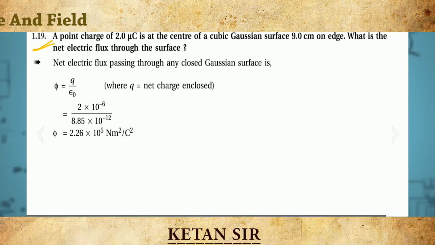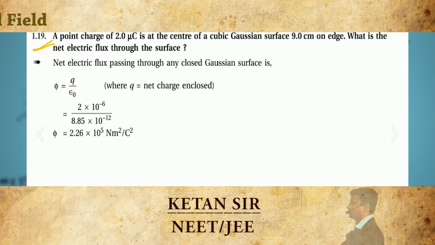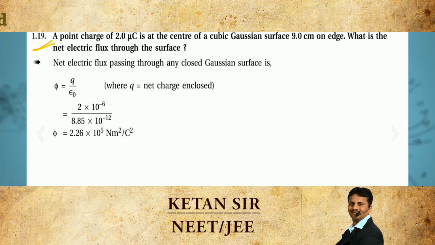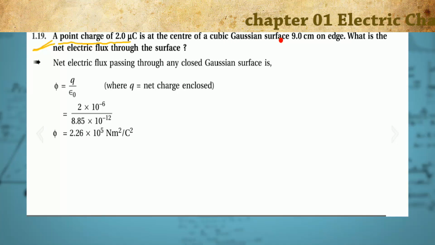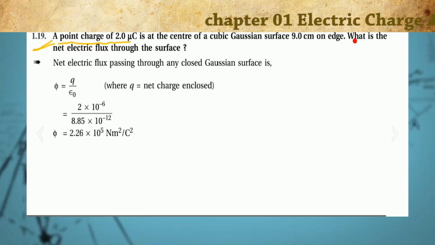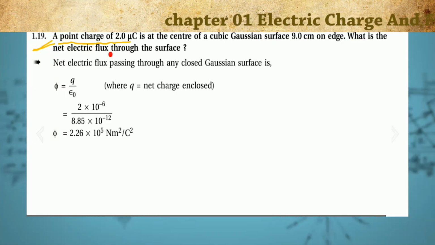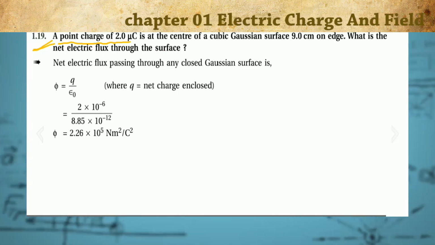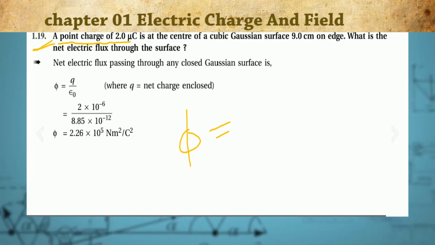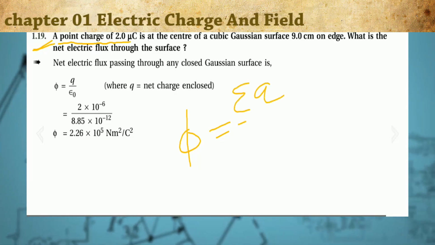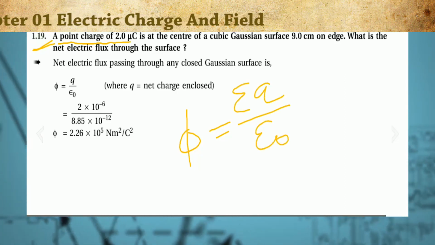Question 1.19. A point charge of 2.0 microcoulomb is at the center of a cubic Gaussian surface of 9 cm on edge. What is the net flux through the surface? It is a very easy question based on Gauss theorem. Phi is equal to sigma q by epsilon 0.